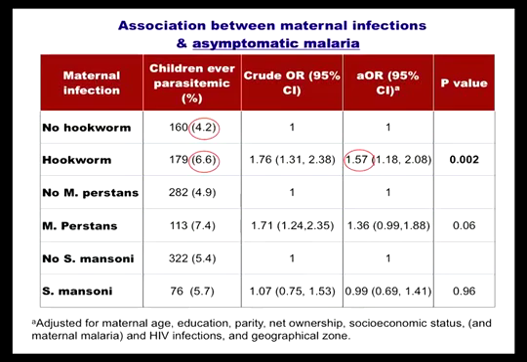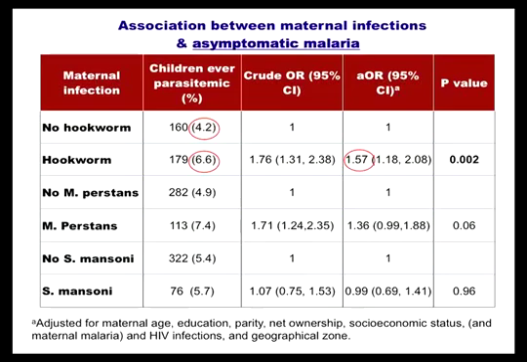For hookworm, for children born to mothers with hookworm, we had about 6.6% in that group that were ever parasitemic, compared to only 4.2% in the group of children who were born to mothers who did not have hookworm, giving us an adjusted odds ratio of 1.57 that was significant.